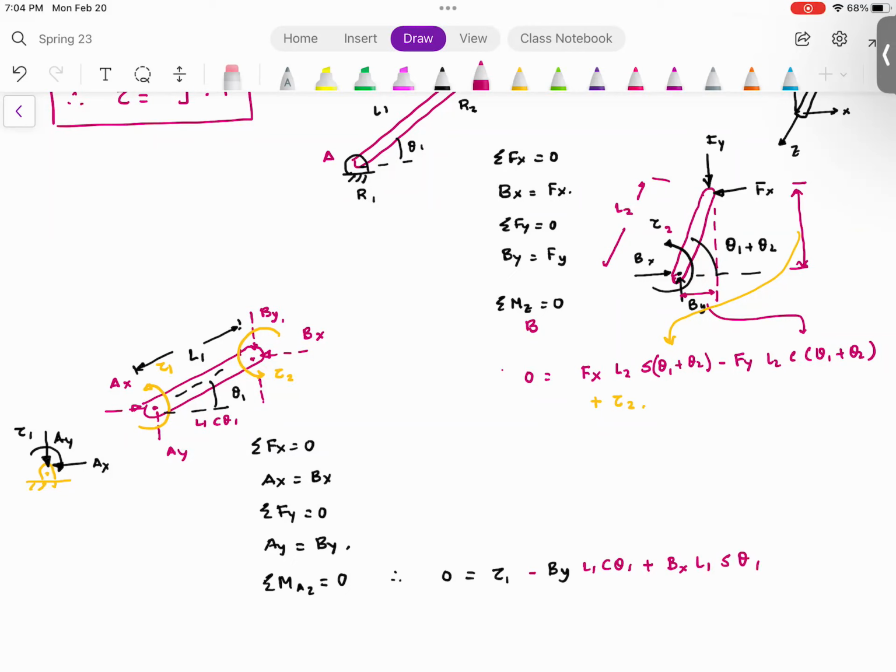So check this out. This distance is L1 cosine theta 1. This distance is L1 sine theta 1. Are you with me so far? So I have dy, I have dx. Curl your fingers in the direction of the moment given by dy. That moment given by dy, L1 cosine theta 1, is negative. dx, L1 sine theta 1 is positive. And also I have this tau 2. If I curl my fingers in the direction of tau 2, that tau 2 is positive. Are you with me so far?